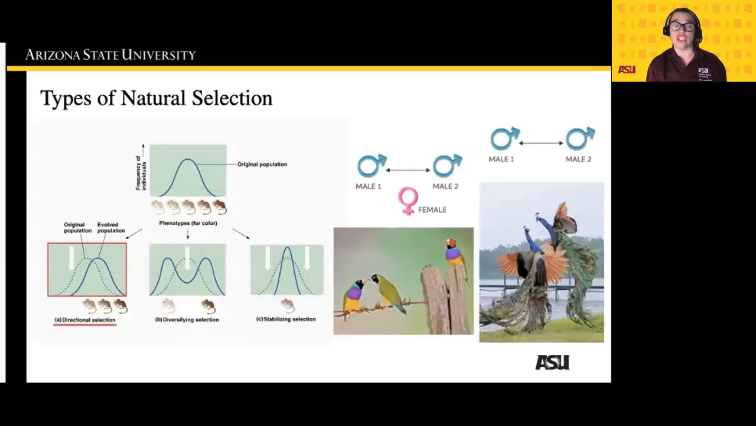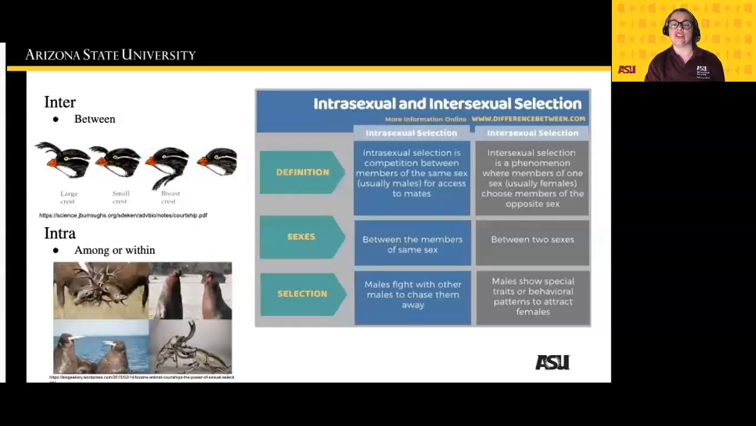There are various ways in which natural selection is represented. Typically, each selection type leads to an increase in reproductive success. The types we will look at are directional, stabilizing, diversifying, balancing, negative frequency dependent, intrasexual, and intersexual. To start, let's look at intersexual and intrasexual. Inter means between two groups. Intra means among the same group.